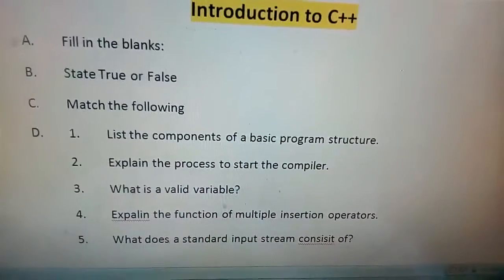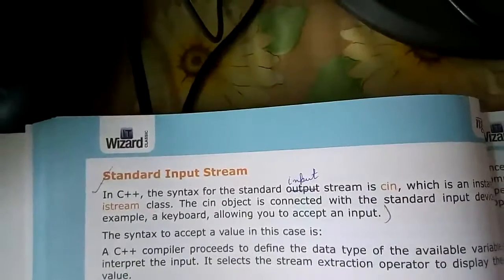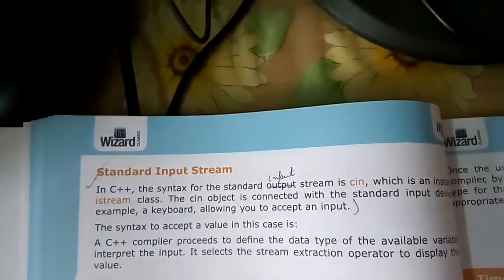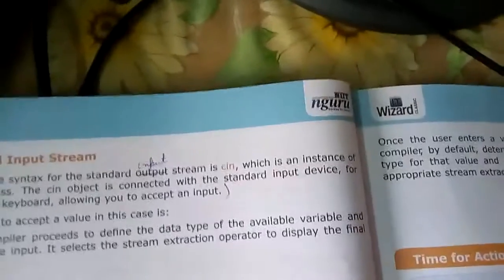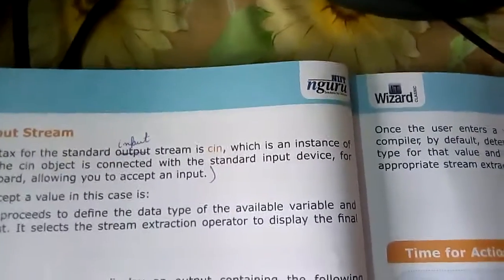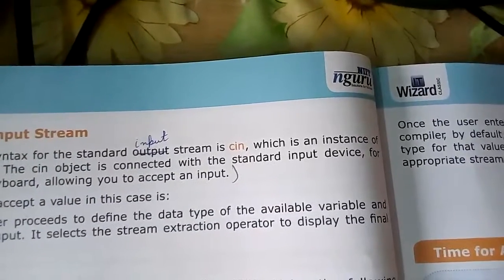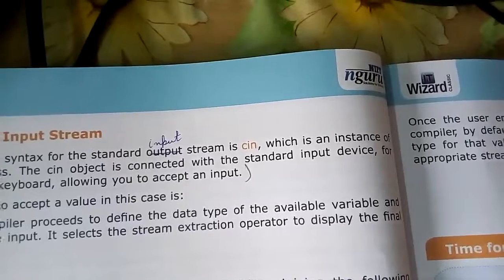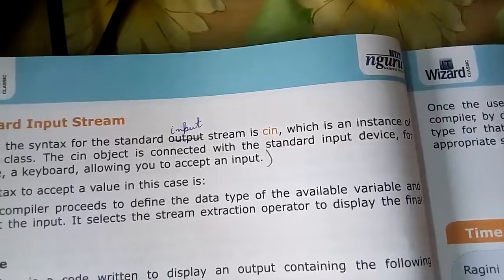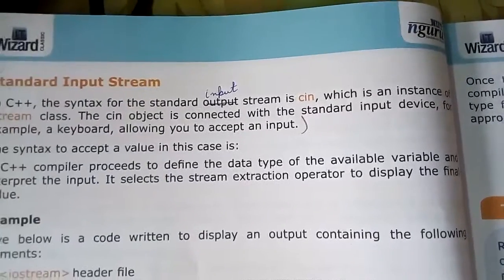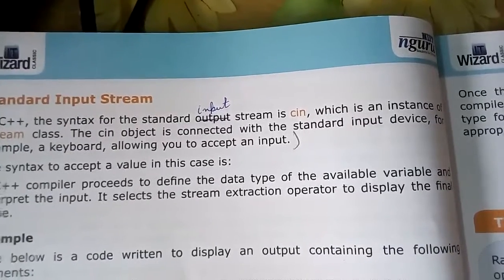next question, what does a standard input stream consist of? Yes, in C++, the syntax of the standard input stream is cin. Okay, because the question is what does a standard input stream consist of. So here you have to write: a standard input stream consists of cin, which is an instance of the istream class, and the cin object is connected with the standard input device, for example a keyboard, allowing you to accept an input.